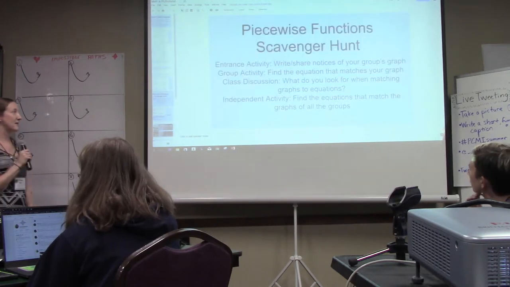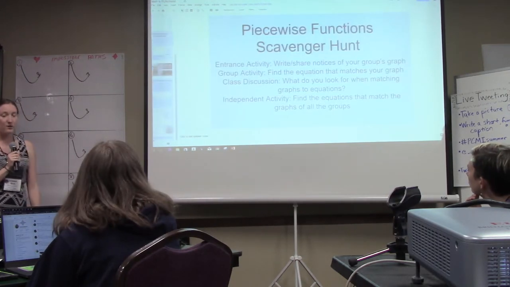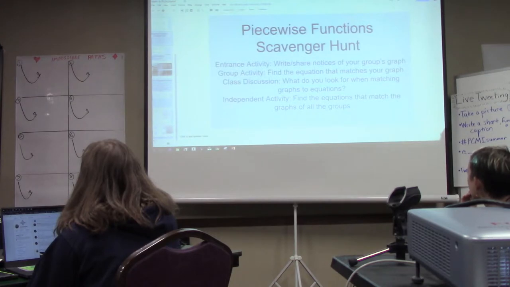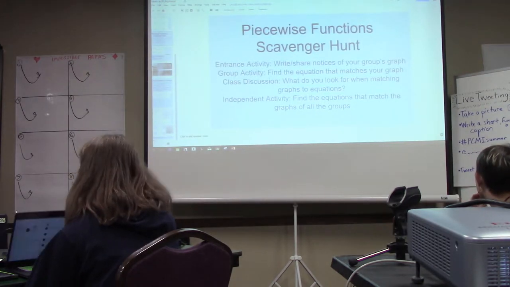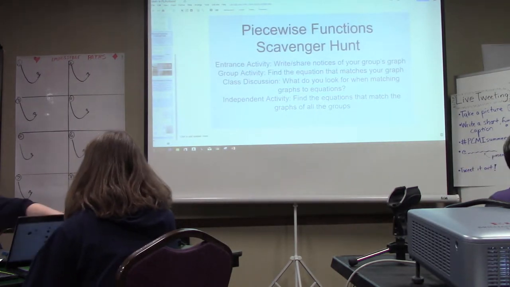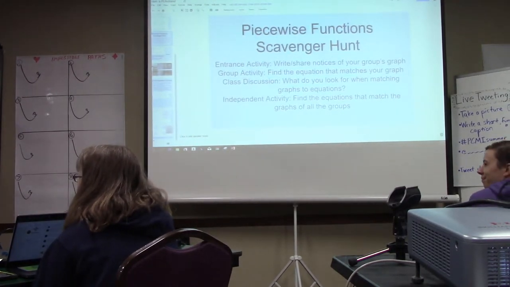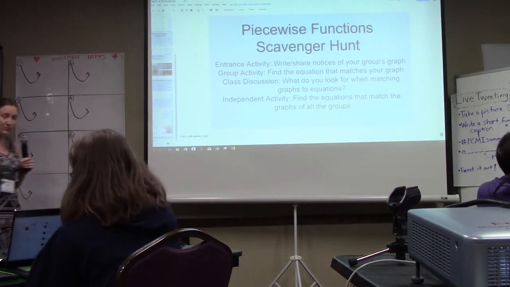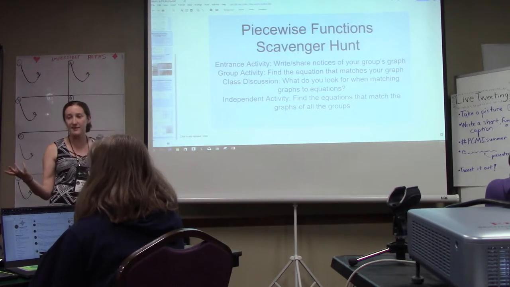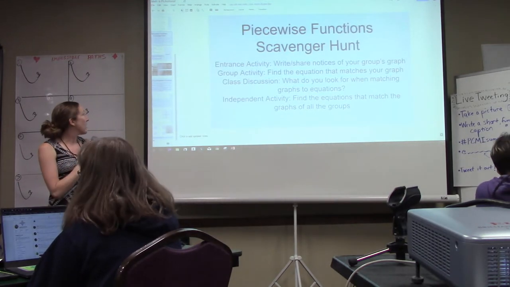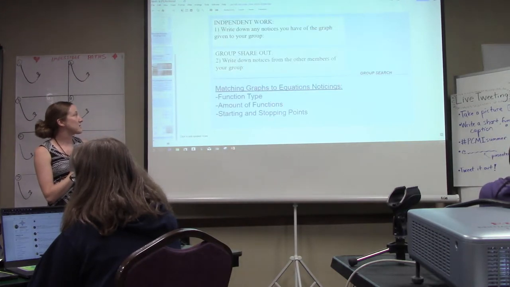Okay, so for an entrance activity, I ask the students to write and share notices about their group graphs. So I went around to some of the tables. There's six tables that have this. Can you look in the little bin? Is there a little graph there? I'm sorry if I didn't make enough for other tables, but that will be on big chart paper on the desks, and I'll ask them, can you just say some notices you see about the graph? Can you go to the next slide so they can see the questions?